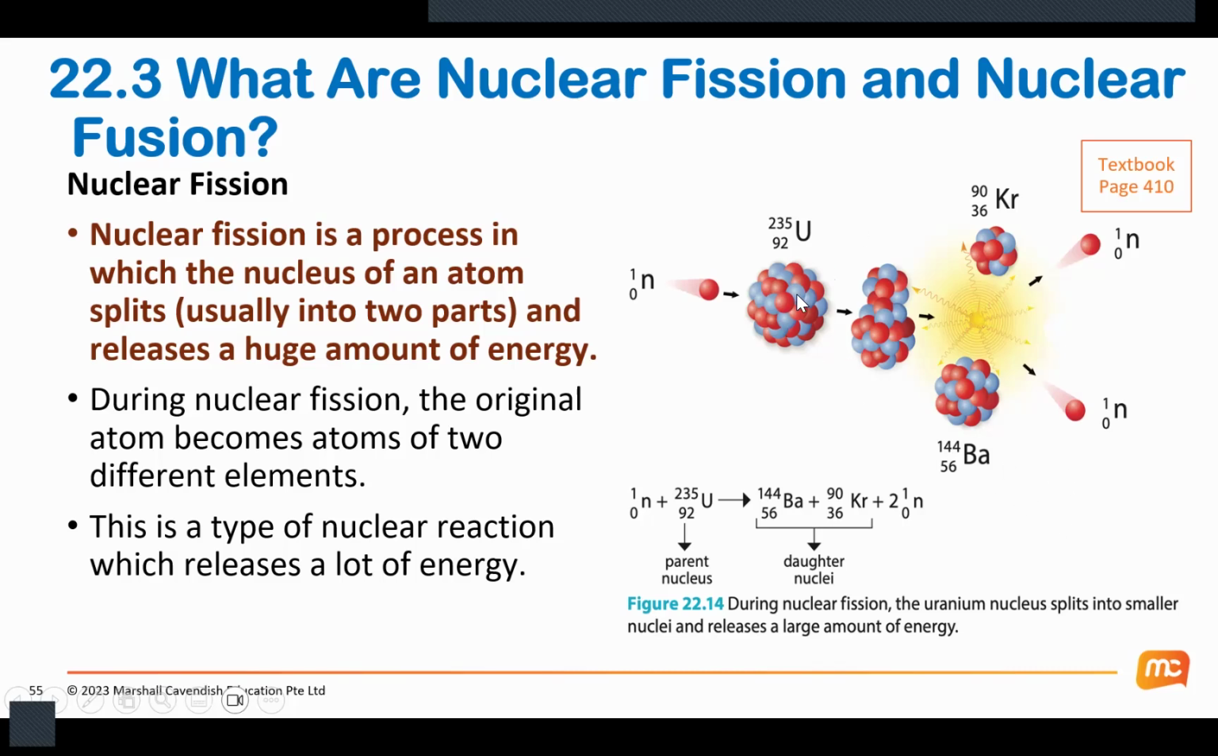Then after that, a lot of uranium is all converted into Kr and Ba. And the neutrons that are given out will continue to collide with more uranium, and the process just goes on and on. And this whole process releases a large amount of energy.